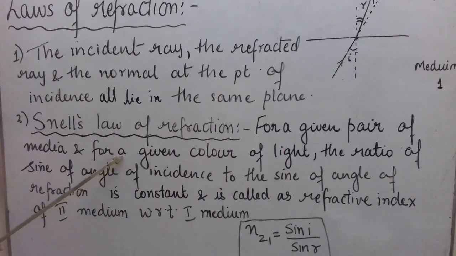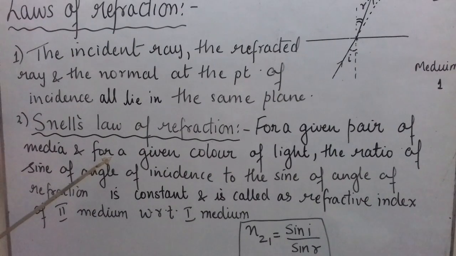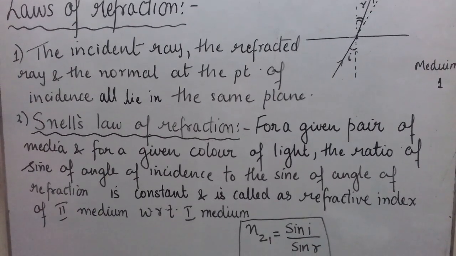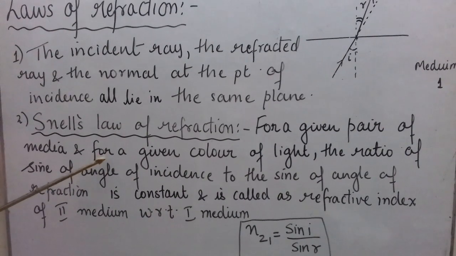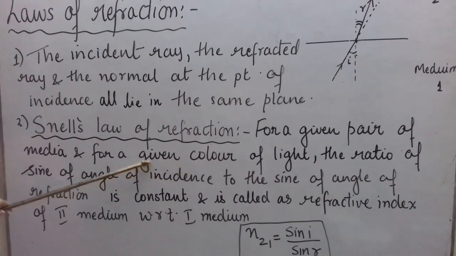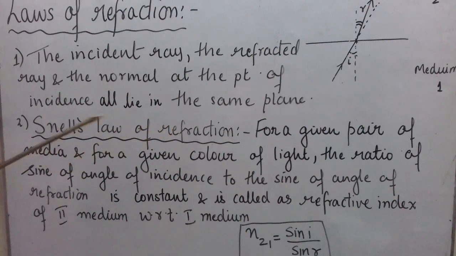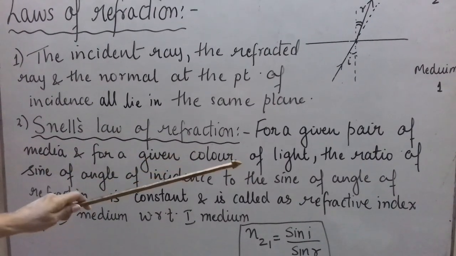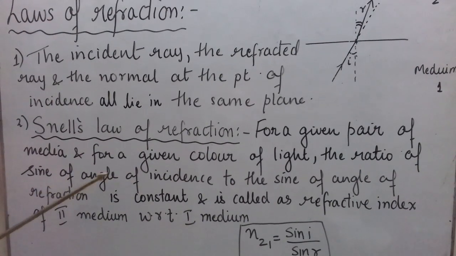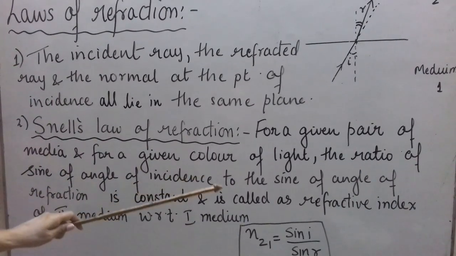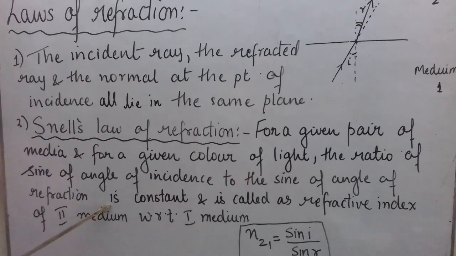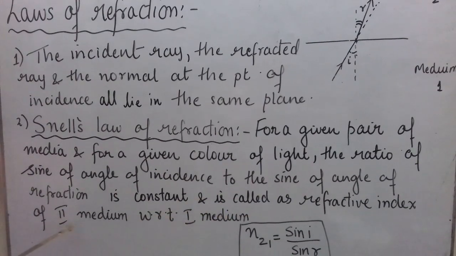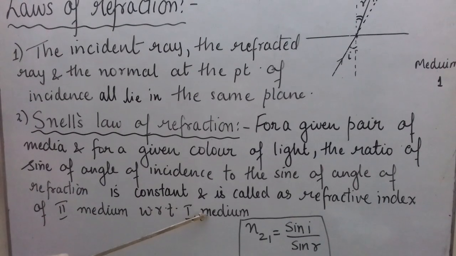Color of light here we have written because the color of light may vary. It may be red, yellow, blue, green, orange. So here we are assuming that the color of light is not changing. We are using the same kind of light and we are keeping the pair of media fixed as first and second. For a given pair of media and for a given color of light, the ratio of sine of angle of incidence to the sine of angle of refraction is constant and is called the refractive index of second medium with respect to first medium.